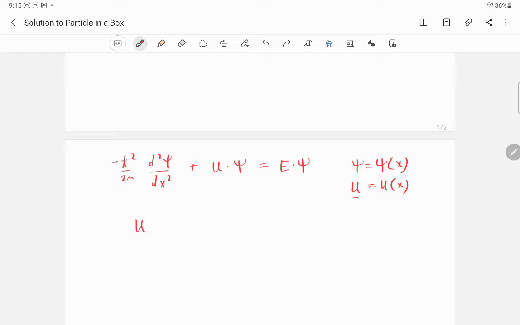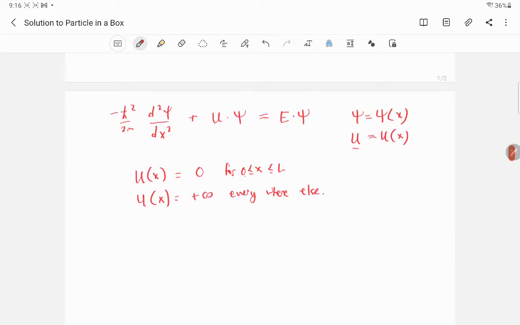Okay, and our function u, actually let me put the dependence, is equal to 0 for x between 0 and L, and we can put the equal signs there, and u of x equals positive infinity. It's important that it's positive everywhere else. Okay, so here is our problem. So it's piecewise defined.